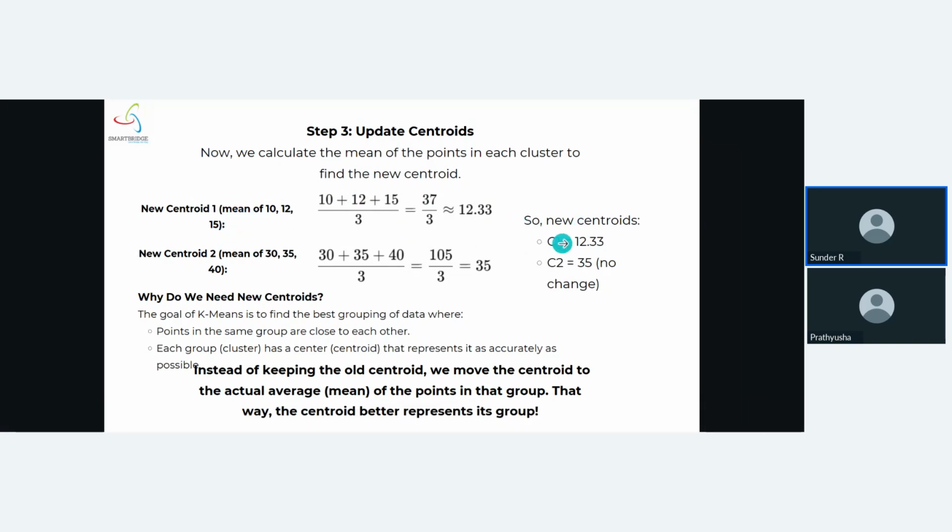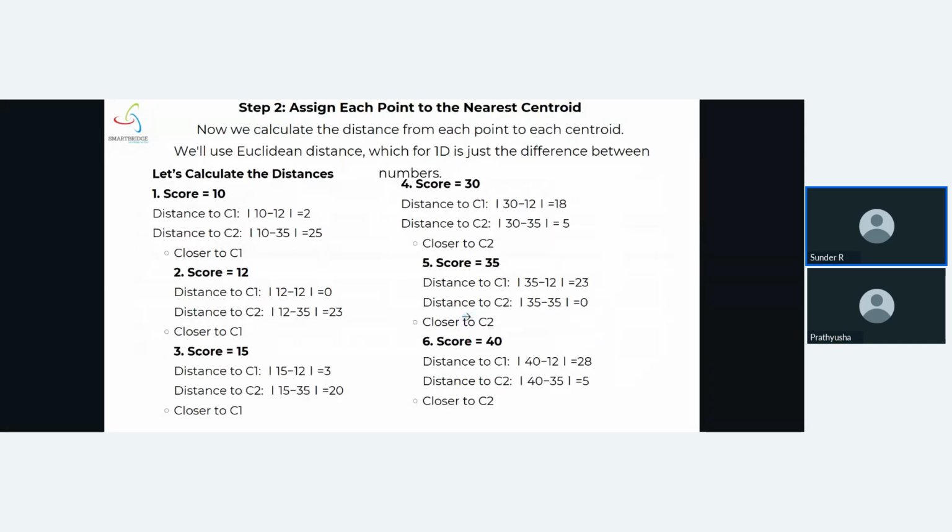Now, what will be your new C1 and then C2? This will be 12.33 and C2 will be 35. Is it clear? So this 12.33 will be sent here. So this 12.33 will be sent here. That is the value of C1, right?